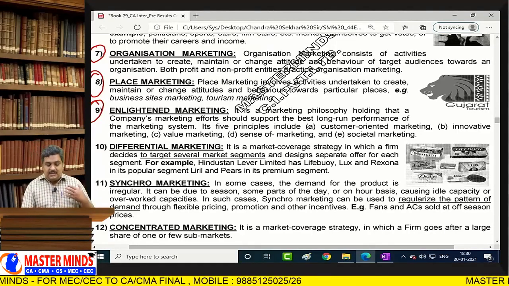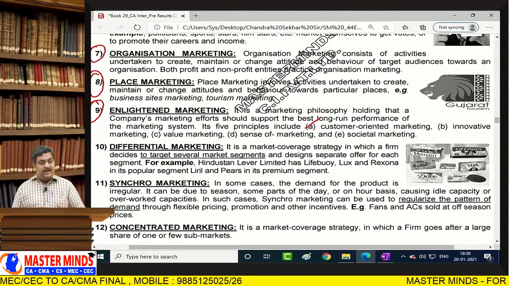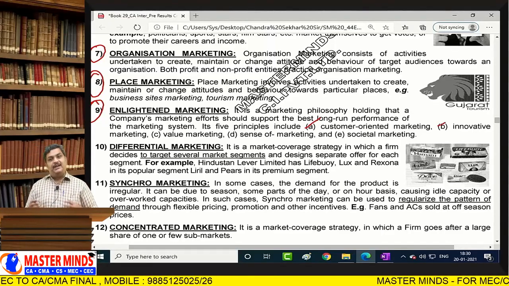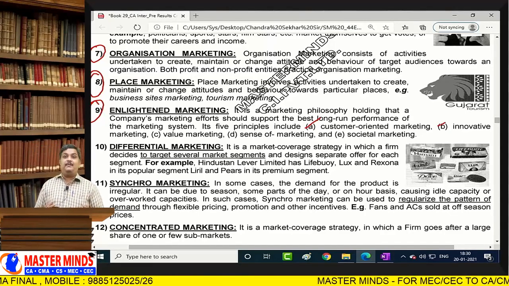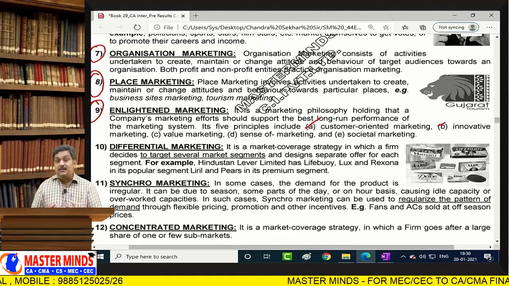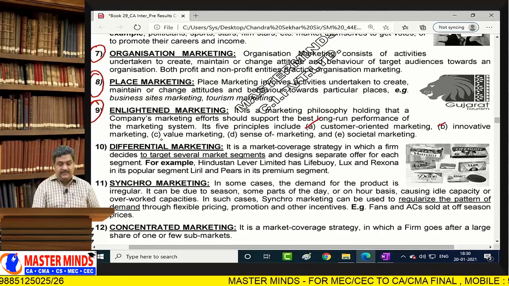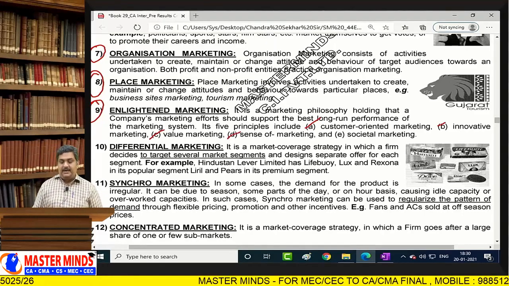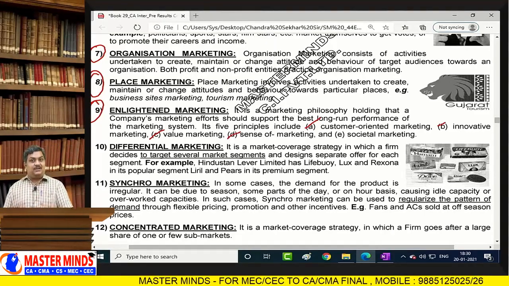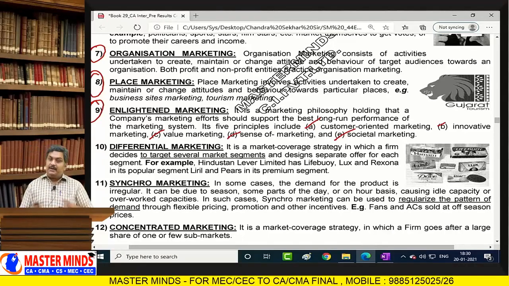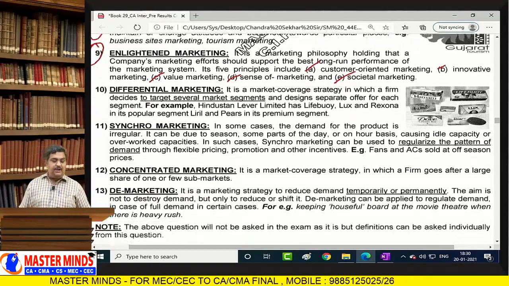First one is customer oriented marketing, that is creating awareness to the customer, and innovative marketing, that is trying to reach the customer to convince him in a better way, and value marketing, that is telling the customer about the value that he gets by purchasing our products, and sense of marketing, that is creating a very good sense among the customers, and societal marketing, which comes under social marketing, already we discussed, and differential marketing.